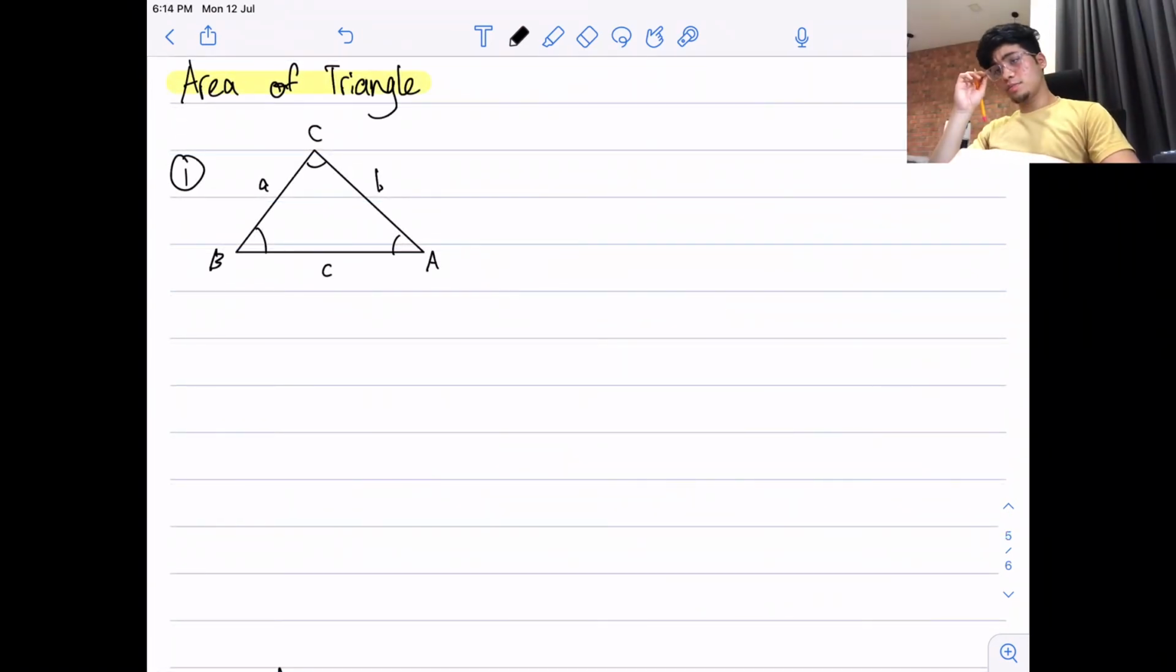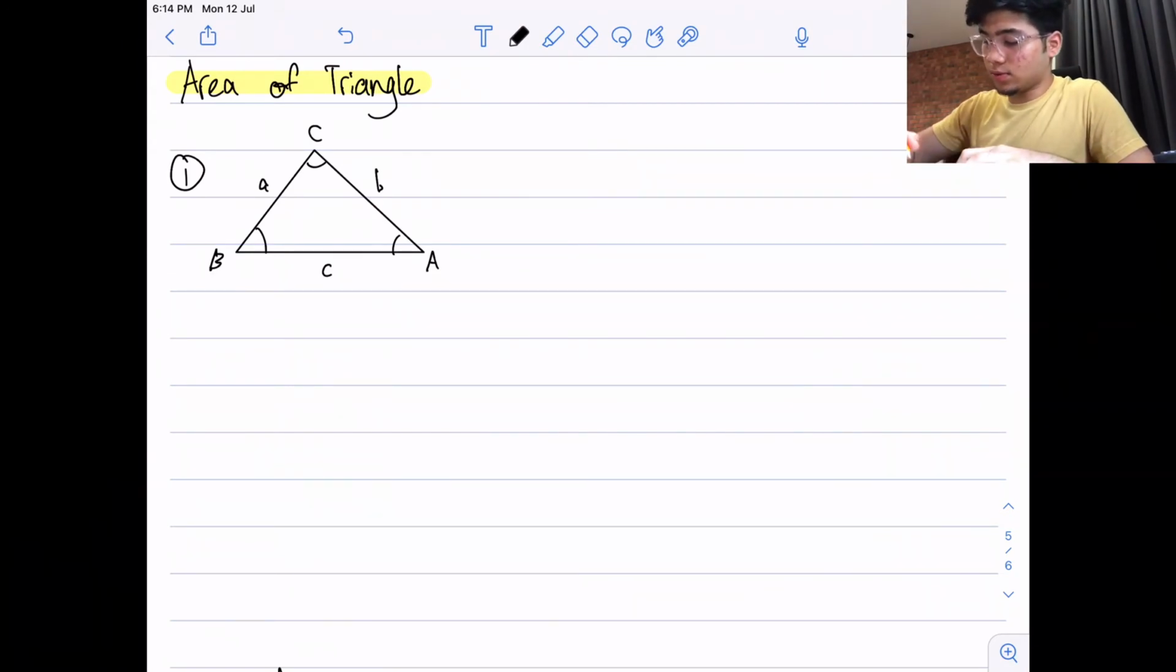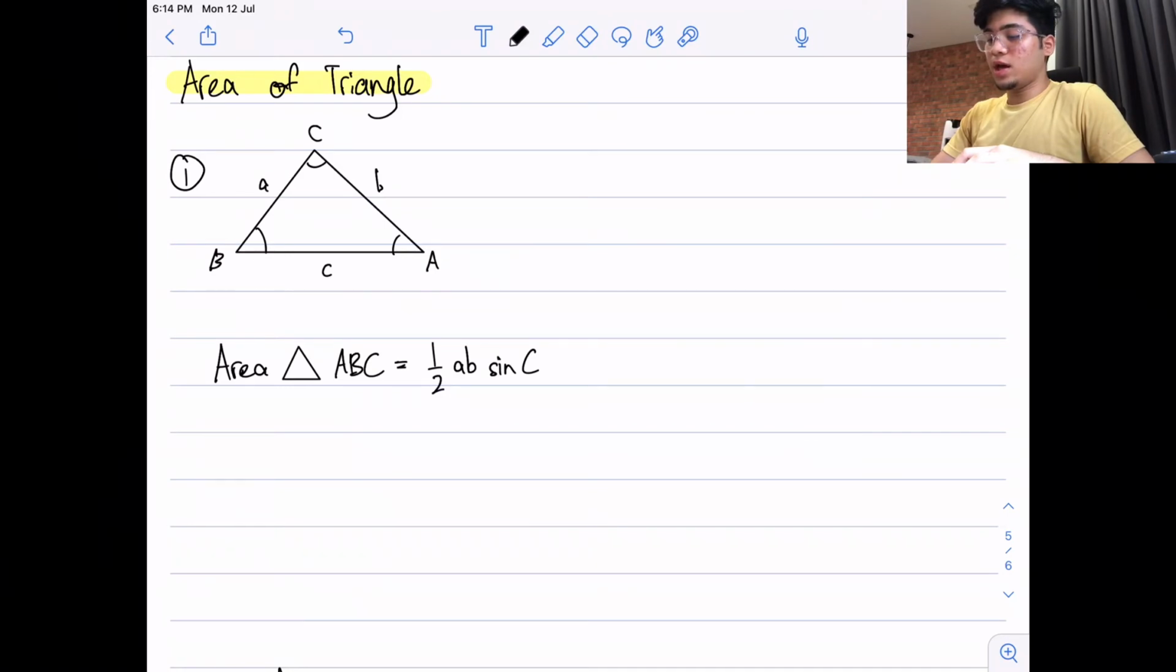Alright, so lastly, we're going to be looking at the formula to find the area of a triangle. Same thing, this can be written in multiple ways. So area of triangle ABC would equal, this is the base formula, right? 1/2 ab sin C. So basically, like cosine rule, you would have to use two sides and their included angle. In this case, it will be C.